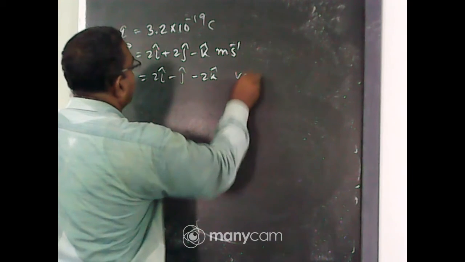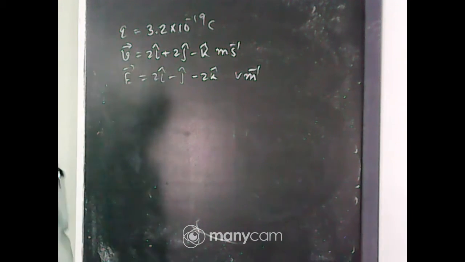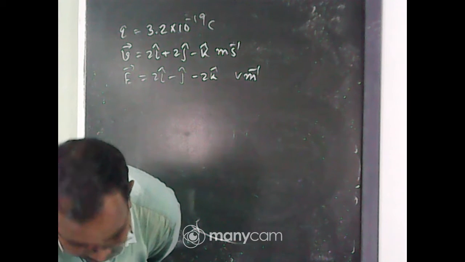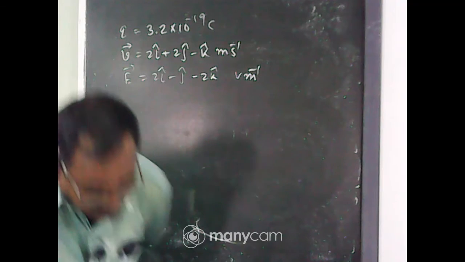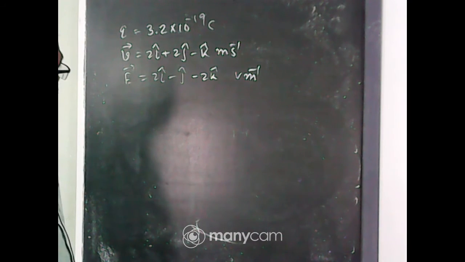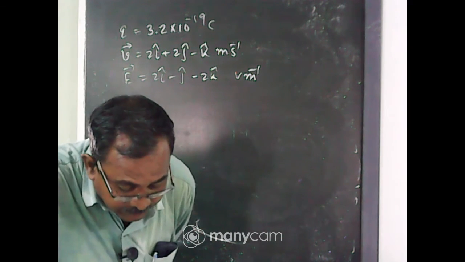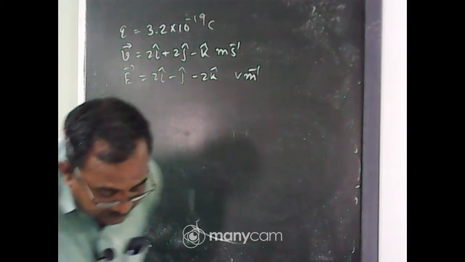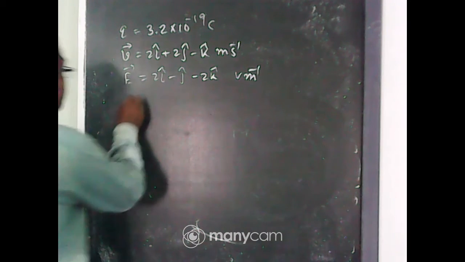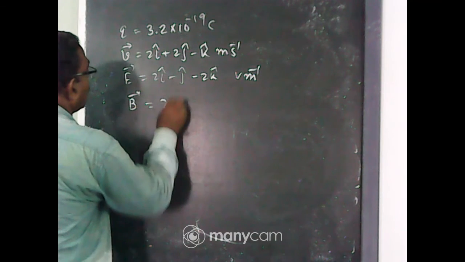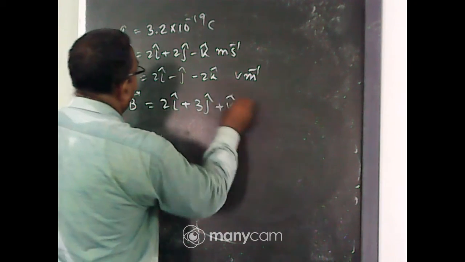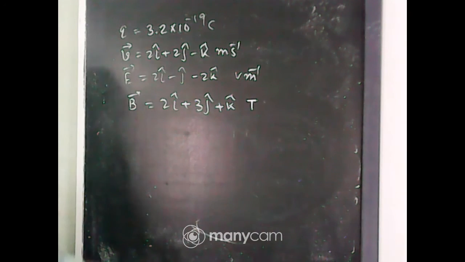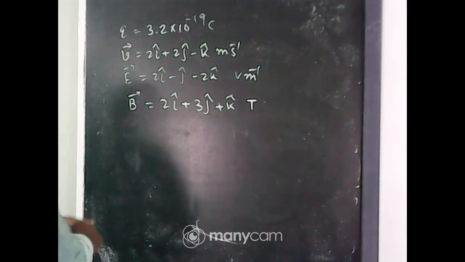The electric field is 2i minus j minus 2k volt per meter, and B equal to 2i plus 3j plus k Tesla. So my dear students, from the data the numerical is clear, yes or no?